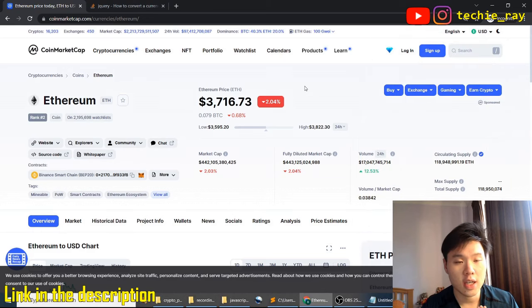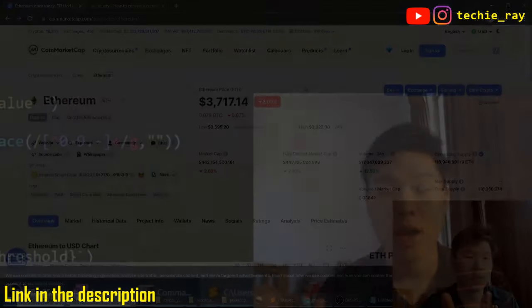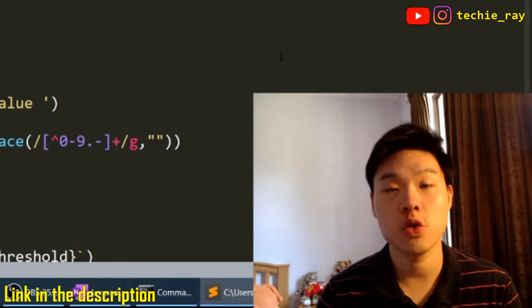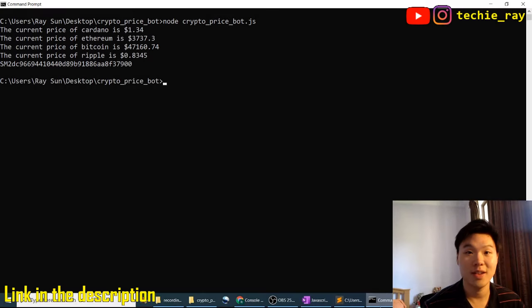The question is, can we get our program to automatically search through different cryptocurrencies? And with that, we'll learn how to use dependencies and third-party libraries. Yeah, we got a text message, and there we go.